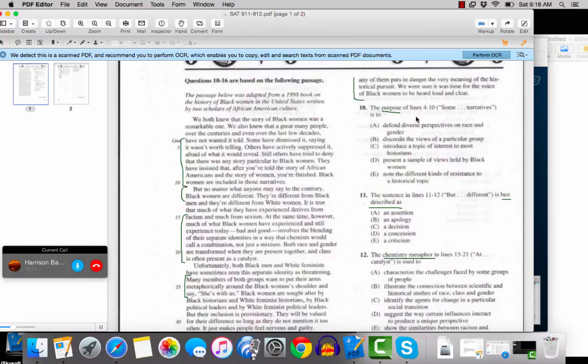So the first one is, the purpose of lines 4 to 10 is to... And the simple question here is, what is the purpose of lines 4 to 10? Okay. So step two in this process is putting the question in your own words. And the reason that we do this is that now we're going to go back to the passage and start reading it. But now we have a question in mind that we're reading for the answer to. So when I start the passage, all I have to do is keep in mind, what is the purpose of lines 4 to 10?